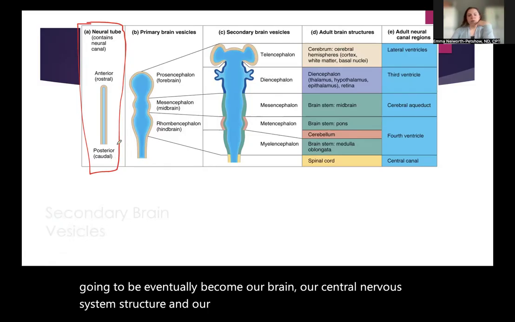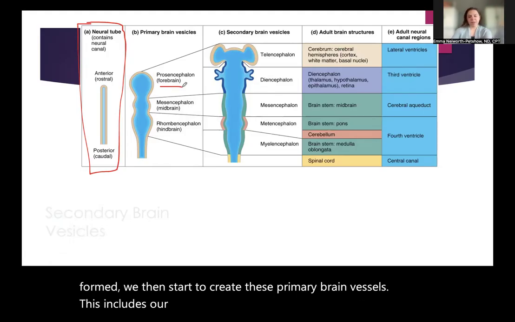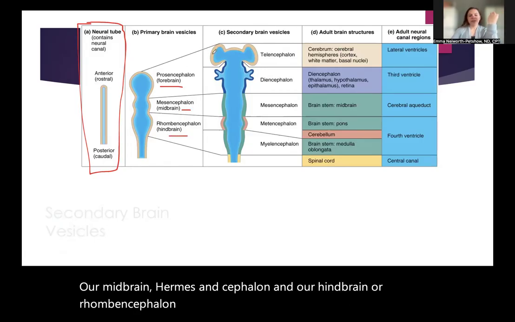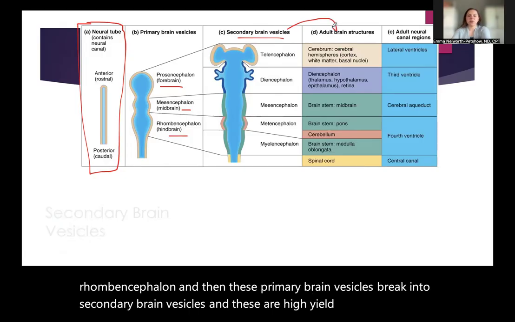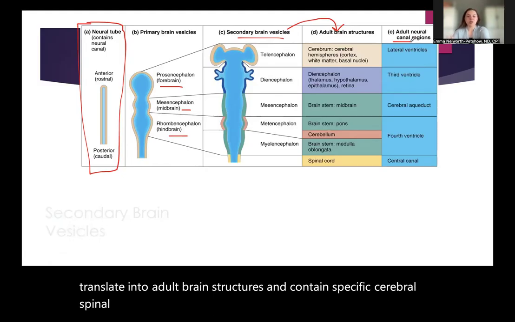Once the neural tube is formed, we then start to create these primary brain vesicles. This includes our forebrain or prosencephalon, our midbrain, the mesencephalon, and our hindbrain or rhombencephalon. And then these primary brain vesicles break into secondary brain vesicles, and these are high yield because these translate into adult brain structures and contain specific cerebrospinal fluid canals or ventricles.